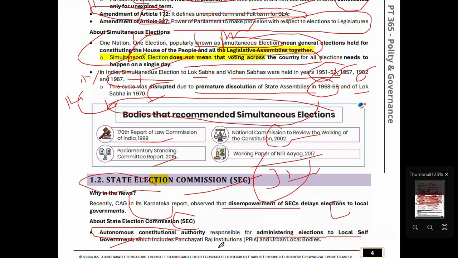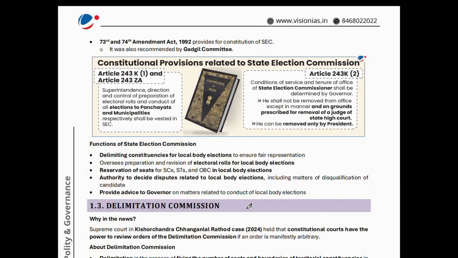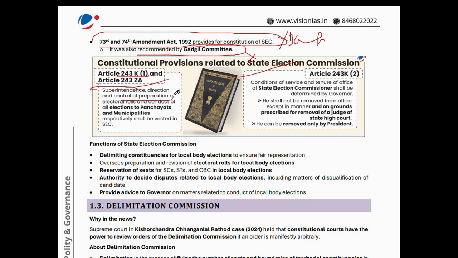The 73rd and 74th Amendment Acts 1992 provide for the constitution of the State Election Commission. This is a very important basic point you have to remember. It was recommended by the Gadgil Committee. This should also be an important point. The constitutional provisions are Article 243K clause 1 and Article 243ZA. The superintendence, direction and control of the preparation of electoral rolls and the conduct of elections to the panchayats and municipalities respectively shall be vested in the State Election Commission. This is an important article we need to focus on.